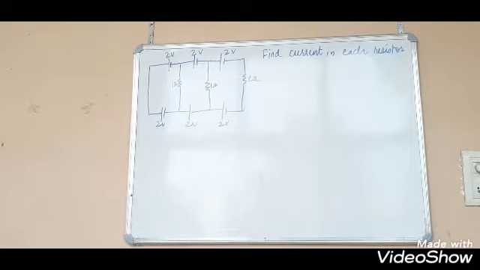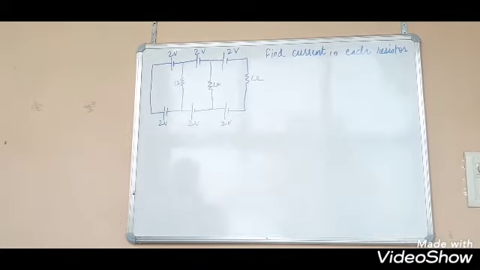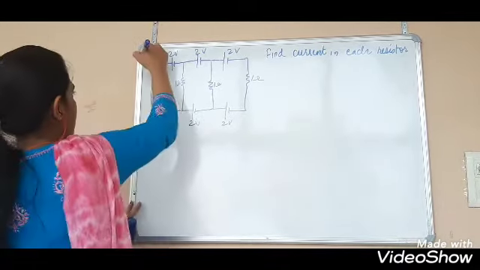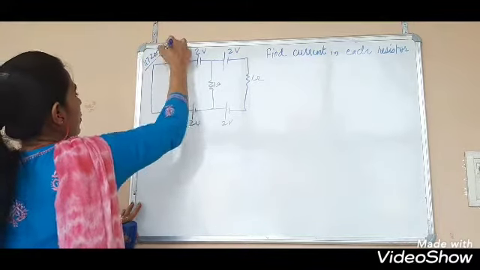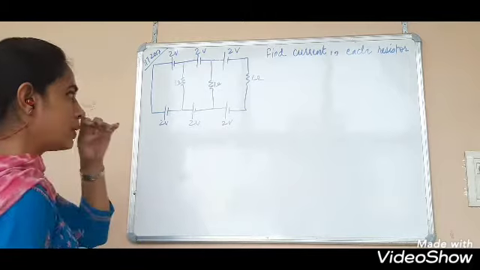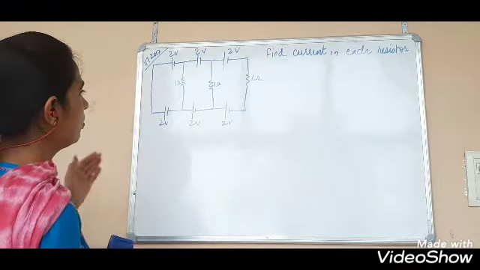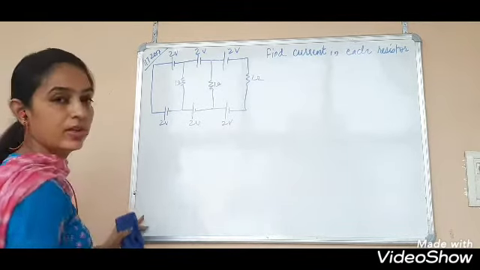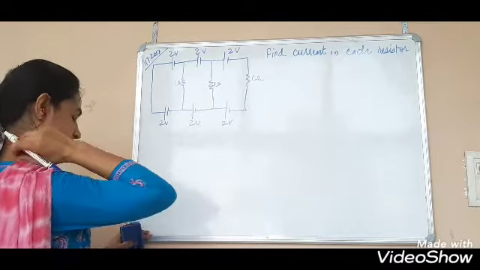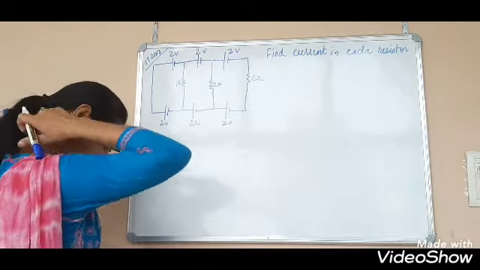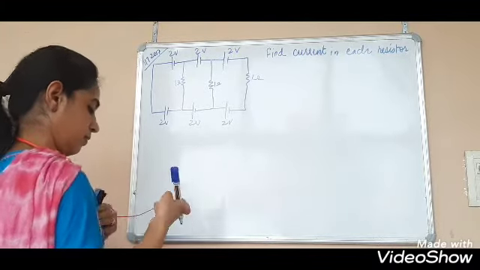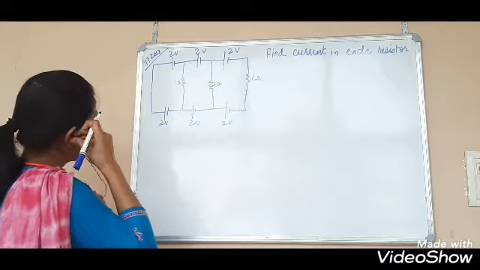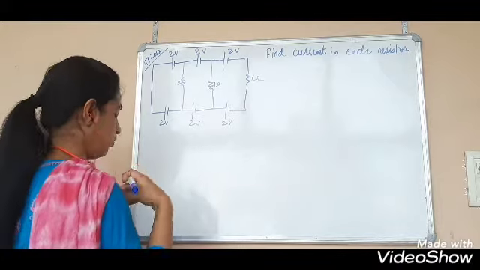The next question is from IIT 2017 mains. So the question is: find current in each resistor. 1, 2, 3, 4, 5, 6 cells and 3 resistors are given. Let's draw current from the circuit. First step is to draw the current from the circuit.